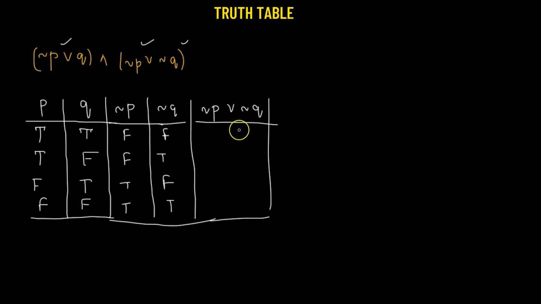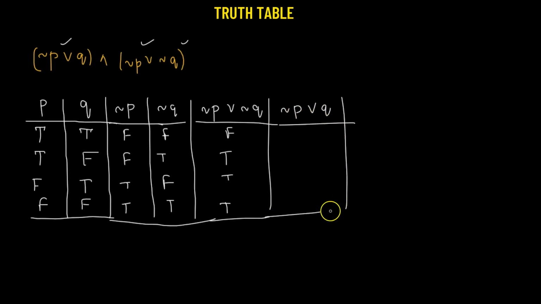Not P or not Q is going to be true when one of them is true. So the first case will give us false. Second will be true, true, true. Then we move on to the operation within the first parenthesis, not P or Q. Here we need to check column number 2 and column number 3. So we have true or false, so that will be true. False or false, that will be false. True or true, that will be true. And false or true, that will be true.